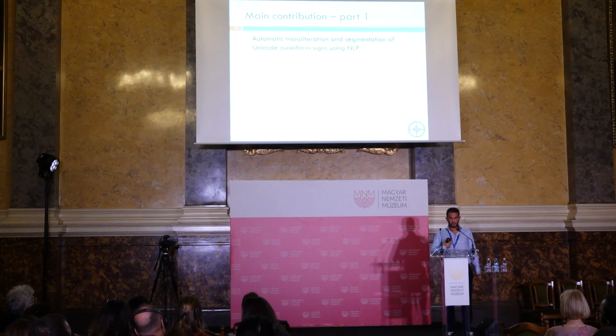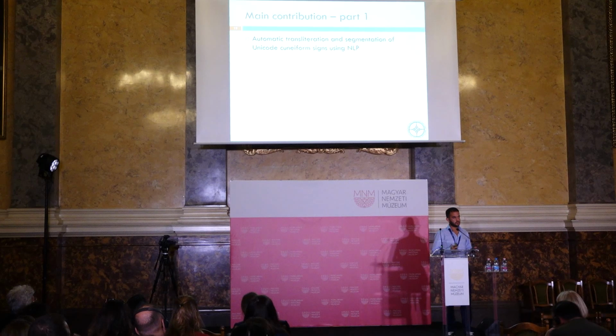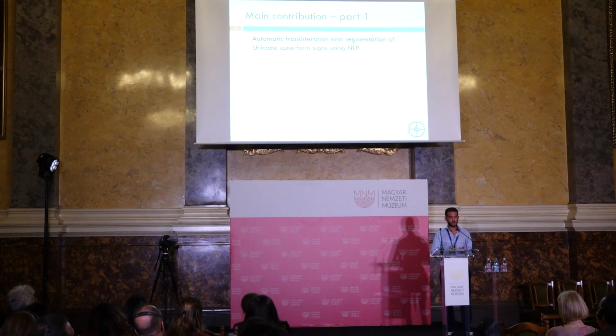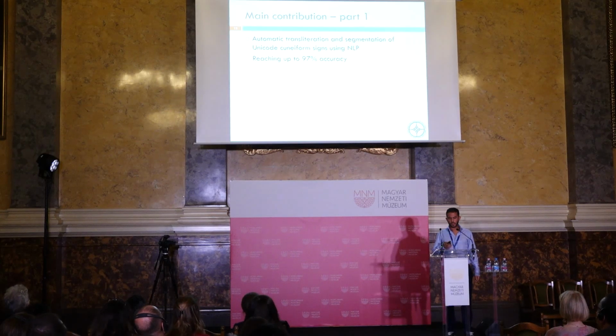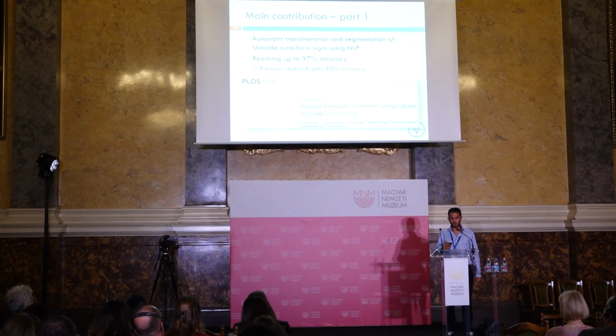Okay, so what did we do? The first step of the research was using the digital representation of Akkadian, using the cuneiform signs, and managing to do the transliteration and the segmentation. Segmentation meaning deciding where a word ends and where a new word starts in the transliteration. And we reached up to 97% accuracy. Previous research reached around 40%. It was published in PLOS One. I think that was almost 3 years ago already.